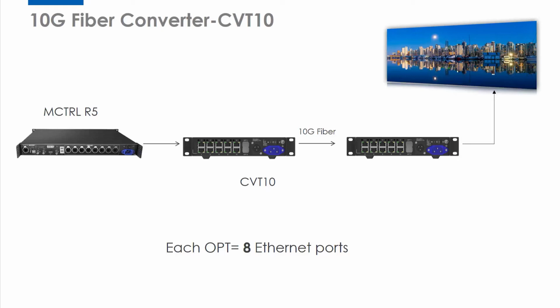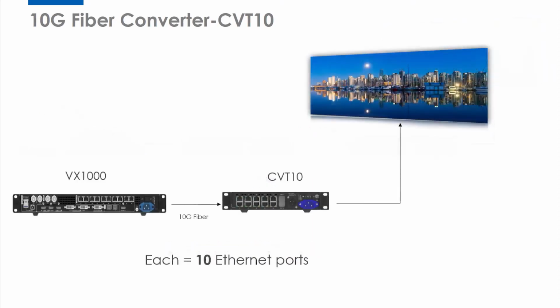But each OPT port of the CVT10 can handle 10 ports when it works with the VX1000. As you know, the VX1000 has 10 Ethernet ports, and the CVT10 also has 10 Ethernet ports. So here, each OPT port of the CVT10 can handle 10 Ethernet ports.